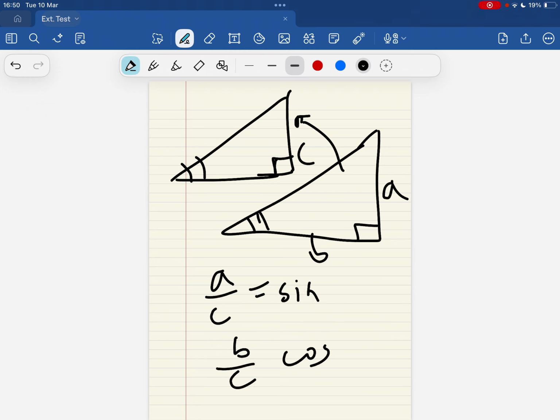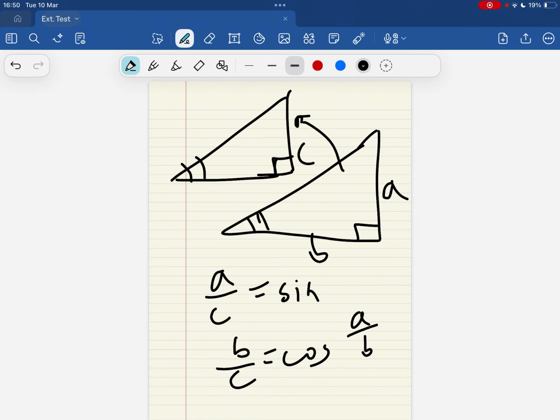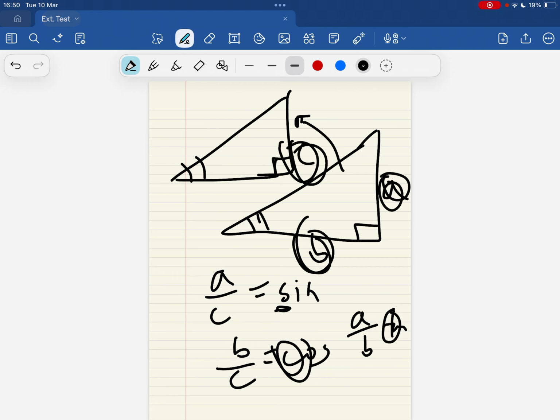And this is memorized using the mnemonic SOHCAHTOA: S, opposite over hypotenuse; C, adjacent over hypotenuse; and T, opposite over adjacent. What I remember is sine is more important than cosine. And tangent is just sine divided by cosine.